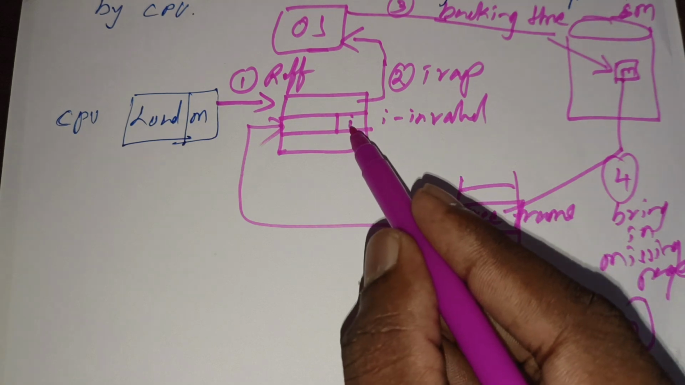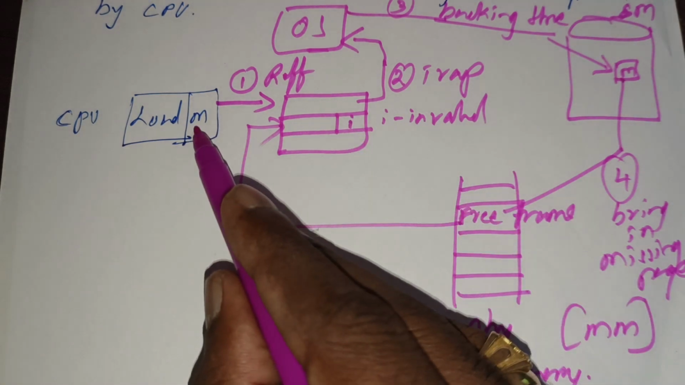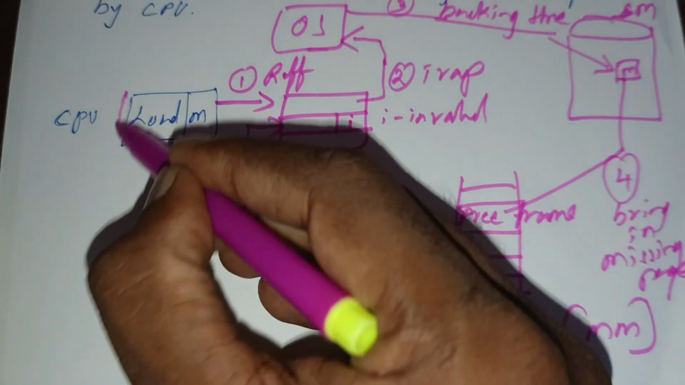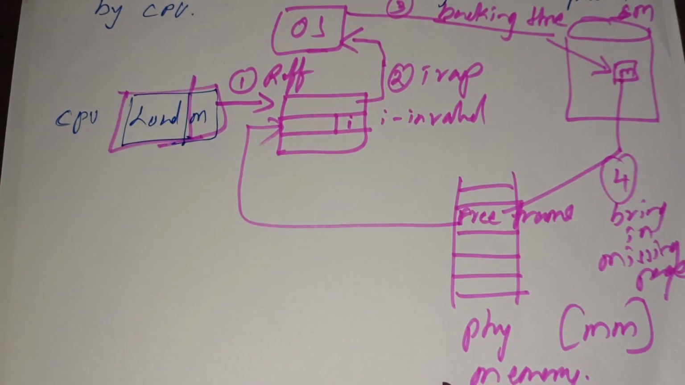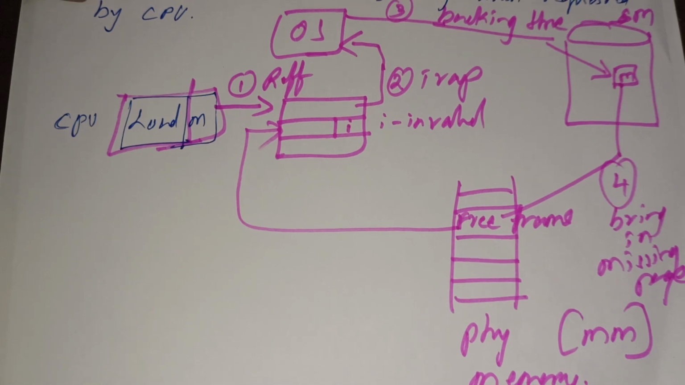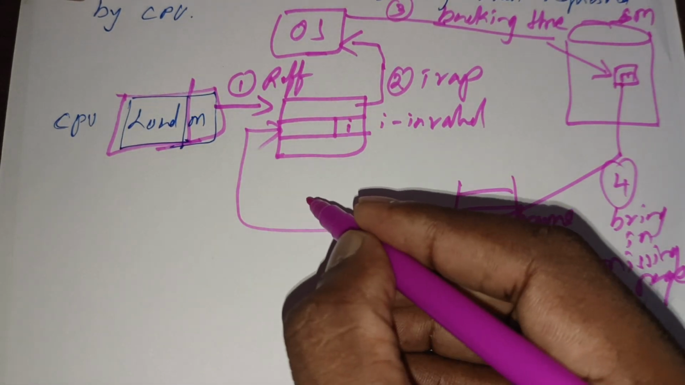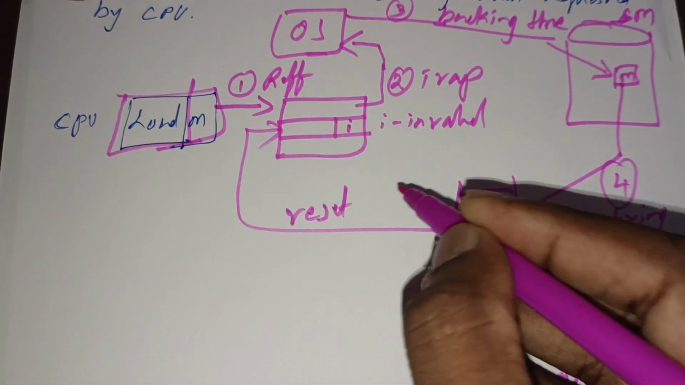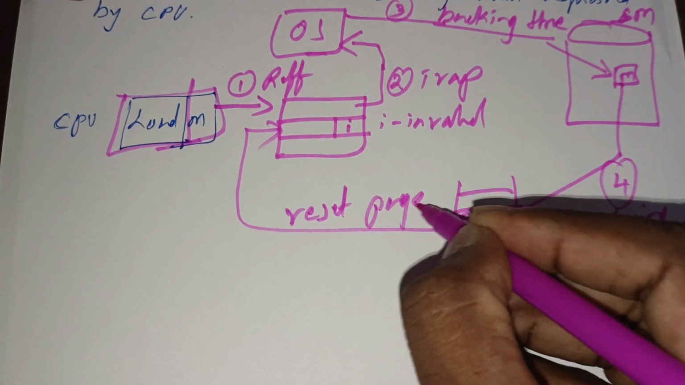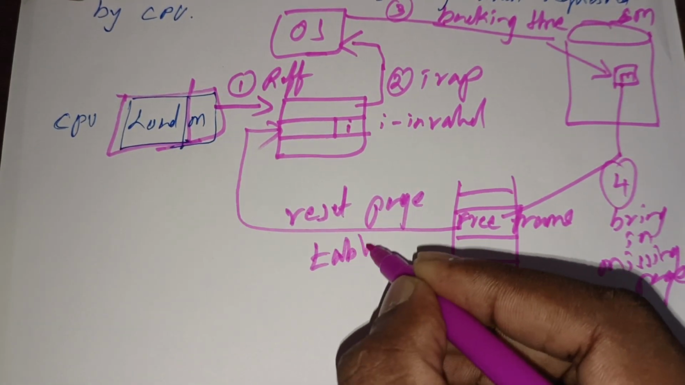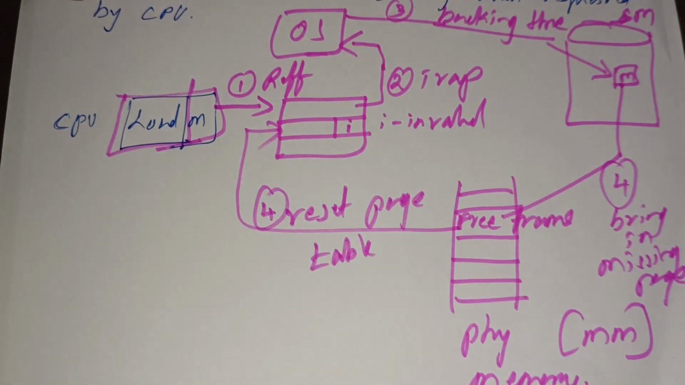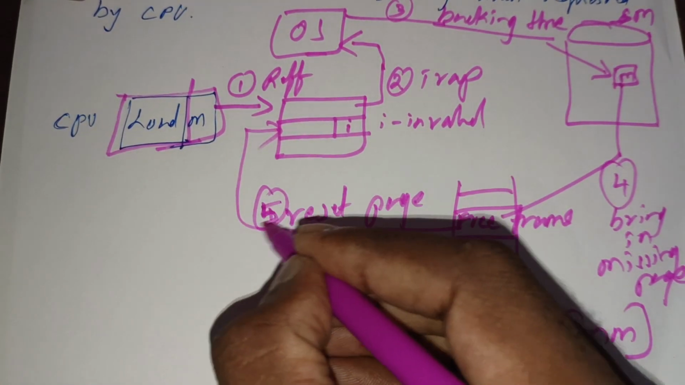Say initially the page entry is I, because M is actually requested by the CPU, and M is not there in the physical memory, that is main memory. So it will reset the page. What is the meaning of resetting? It will update the page entry I into V. I'll tell you what is that V. So this is number 4, right? Sorry, it is number 5.